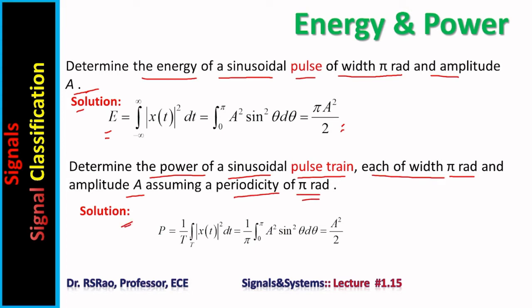P is equal to 1 by T integral of |x(t)| squared dt, equal to 1 by pi integral from 0 to pi of a square sin square theta d theta, equal to a square by 2.